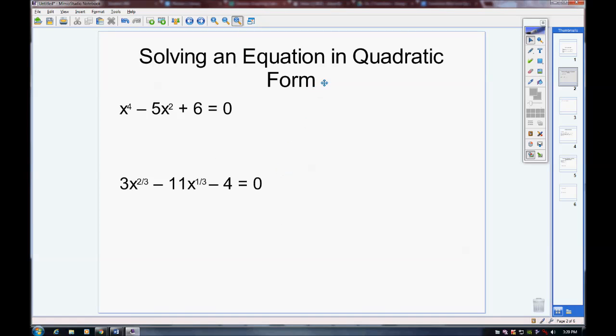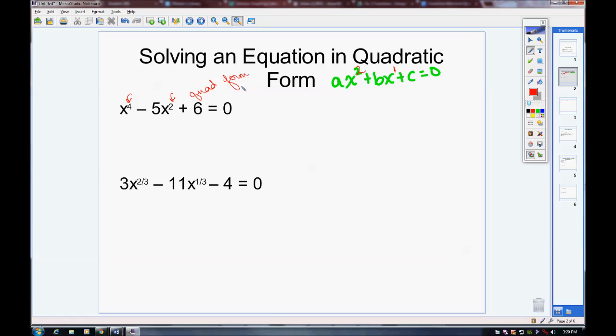So let's talk about quadratic form and what that means before I actually solve any equations. We are used to seeing quadratics as ax squared plus bx plus c equals 0. What we haven't talked about is that quadratic form means that this power, which is 1, is actually half of this power, which is 2. So if you look at these equations down here, my power here is 2, that's half of 4. That means that this is in quadratic form.